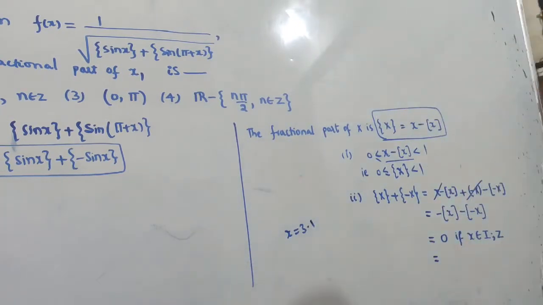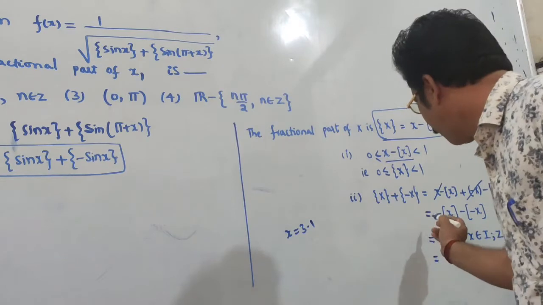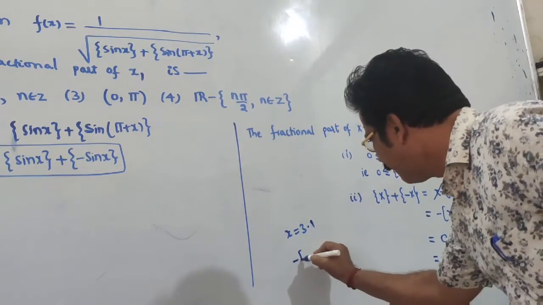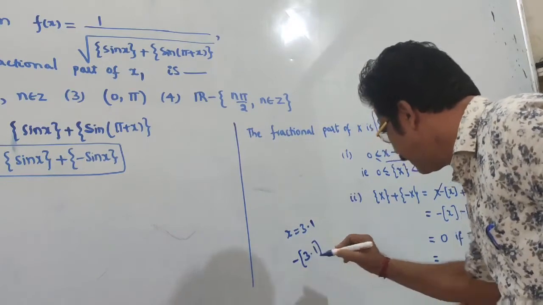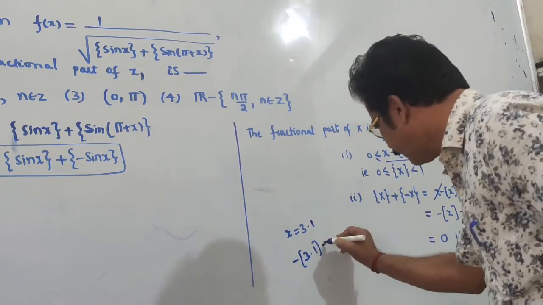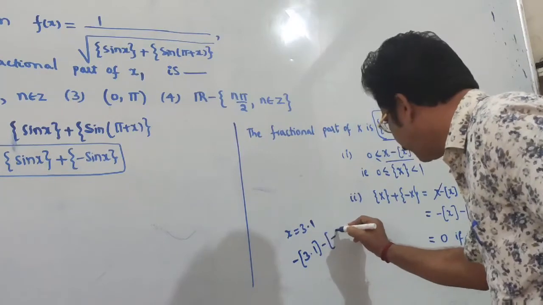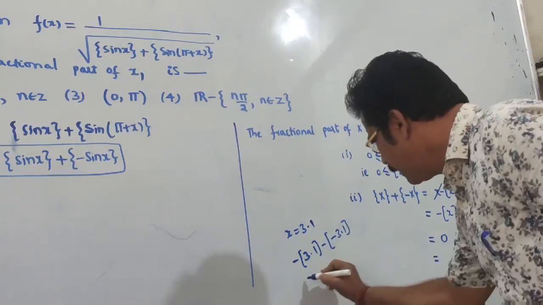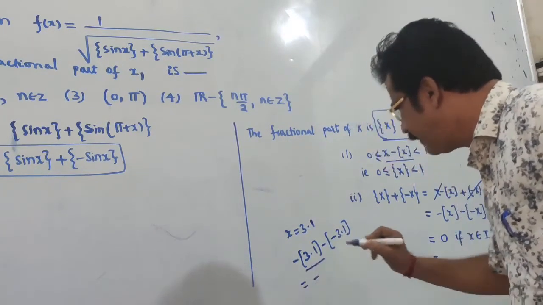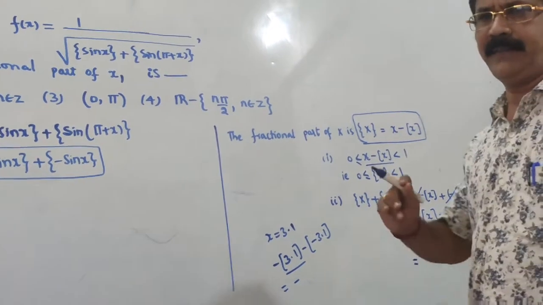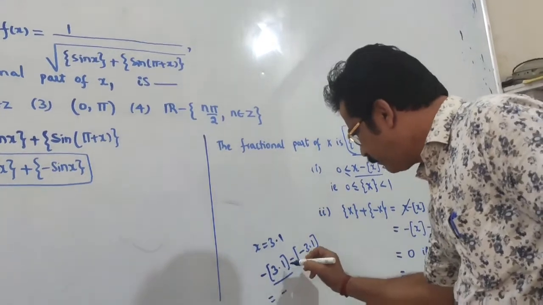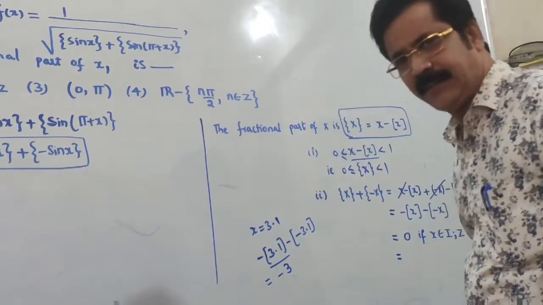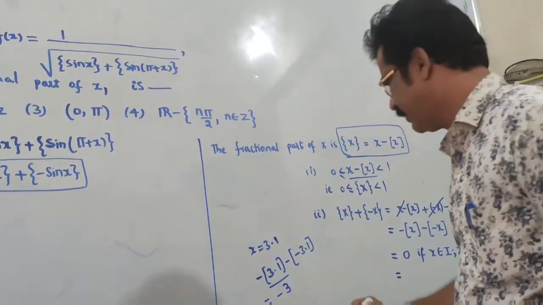Decimal system 3.1. So what about this? Minus box of x value 3.1, minus box of minus 3.1. So that is equal to minus. Already I said about the definition of step x. So box of 3.1 will take only the integer. That's why it is called the integer function.